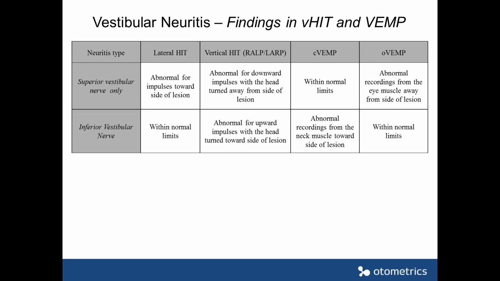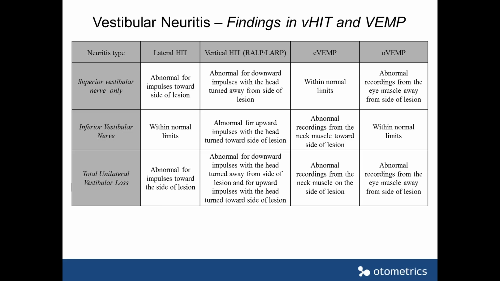If it's inferior vestibular nerve only, then you get lateral HITs that are normal. Vertical VHIT will be abnormal for upward head impulses when the head is turned toward the side of the lesion. CVEMPs would be abnormal for the ipsilateral neck muscle recording, and OVEMPs would be normal.